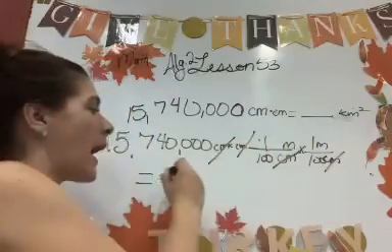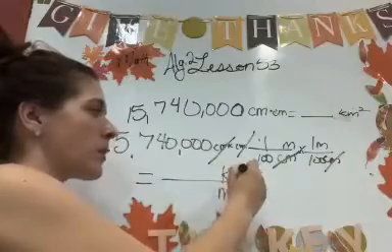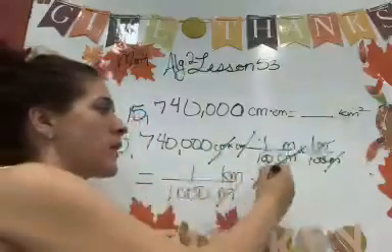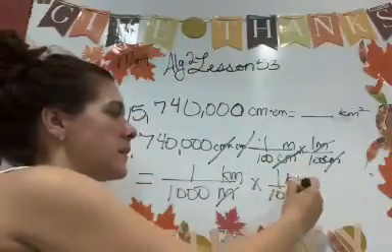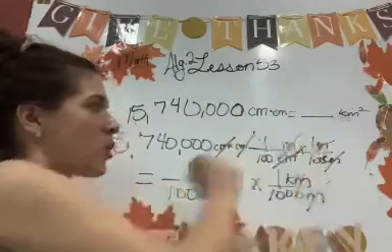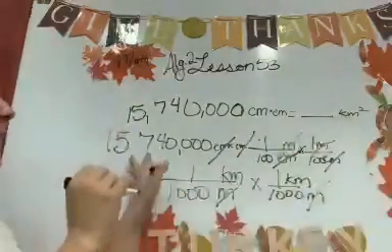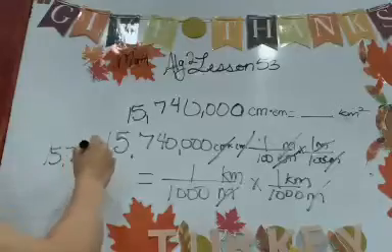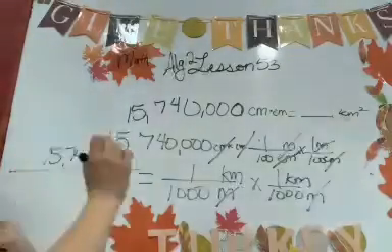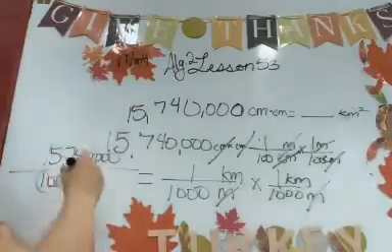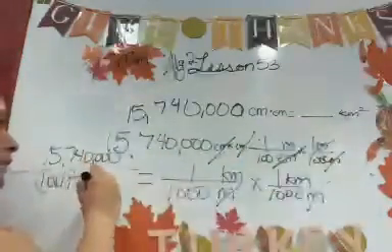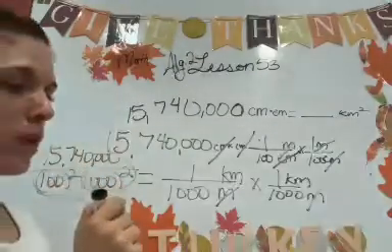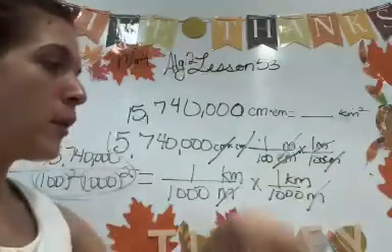I'm gonna go down here. I don't wanna be left with meters, I wanna be left with kilometers. So I'm gonna go 1,000 meters. Cancel 1 of my meters, but I'm still left with another one, so I have to go meters again. Cancel, cancel. So now what's my answer? 15,740,000 over 100 squared, I'm going to put, there's 2 of them right here, and 1,000 squared. And that is your answer. Okay?